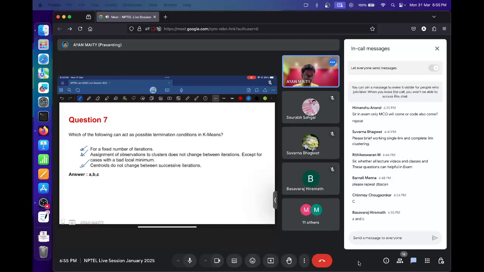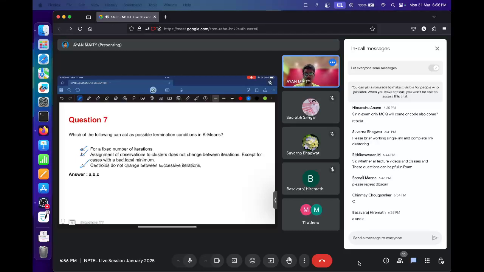And option B says that assignment of observations to clusters does not change between iterations. It is also fine that if the cluster assignments for each of the points do not change after a certain number of iterations, then you don't need to continue anymore. The clusters have converged. It might also happen that it has landed onto a local minimum point, but at that point you can stop.